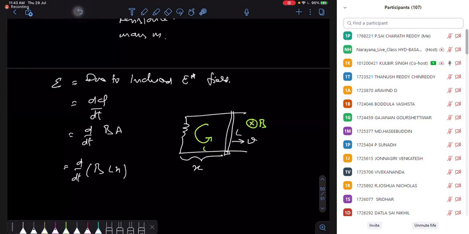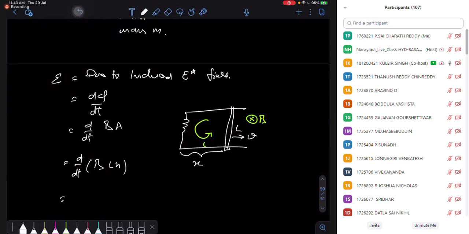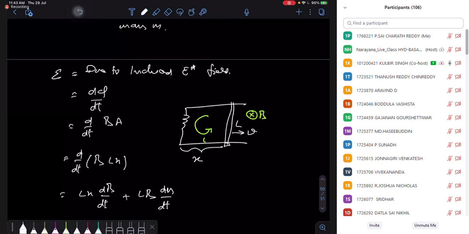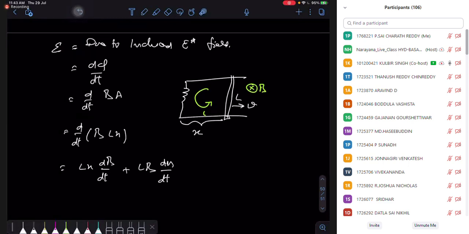In this expression, B is changing with time and X is also changing with time. So it will give me that EMF is Lx dB by dt plus LB dx by dt, and both are responsible. The first term is coming because of the B variation. The second term is coming because of the velocity of my rod, and that is the motional EMF.